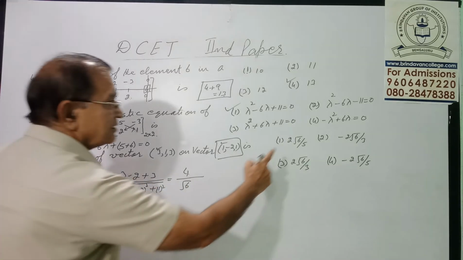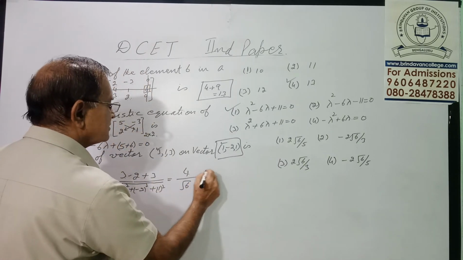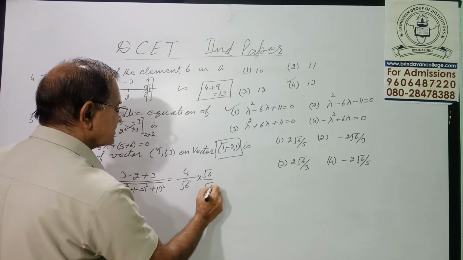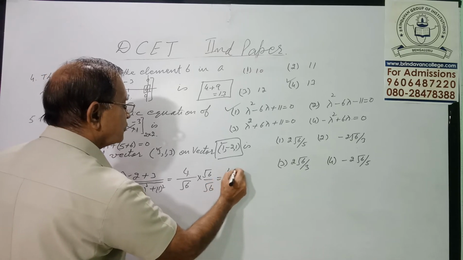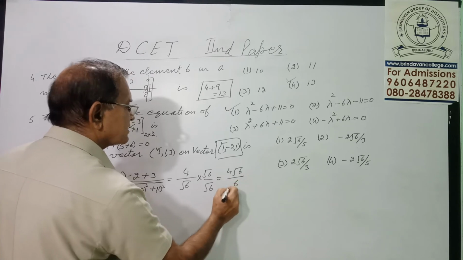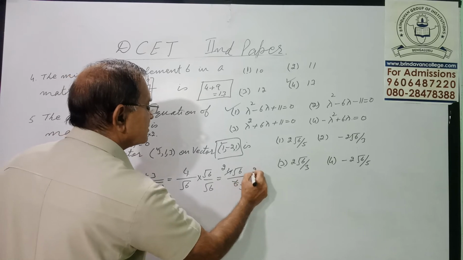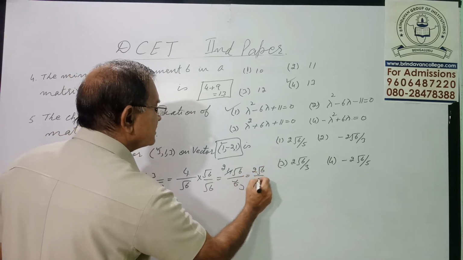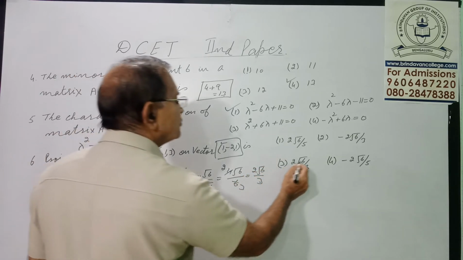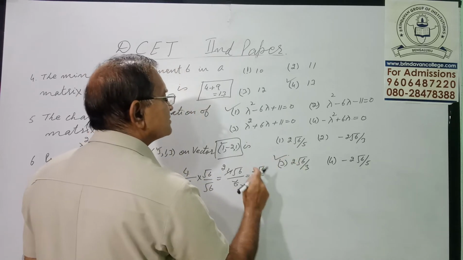Now see here, in the answer and denominator root is not there. So rationalize it. Root 6, root 6. So 4 root 6 by 6. 2 2s are 2 3s are. Thus it is 2 root 6 by 3. 2 root 6 by 3. So that will be the answer. Third one.